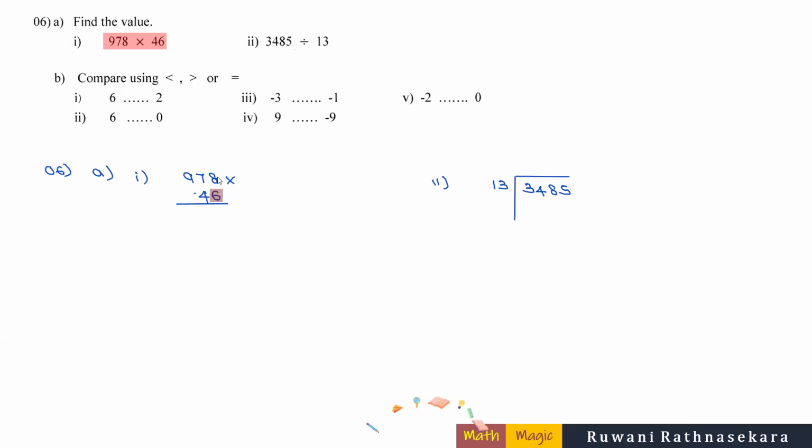6 times 8 is 48. Underneath 6 you write 8, 4 remains. 7 times 6 is 42. 42 plus 4 is equal to 46. 4 remains. 9 times 6 is 54. 54 plus 4 is equal to 58. Right? 6 times 8, 48, 4 remains. 7 times 6, 42 with 4, 46, 4 remains. 9 times 6, 54. 54 plus 4 is 58.